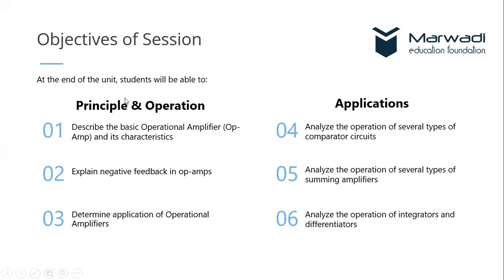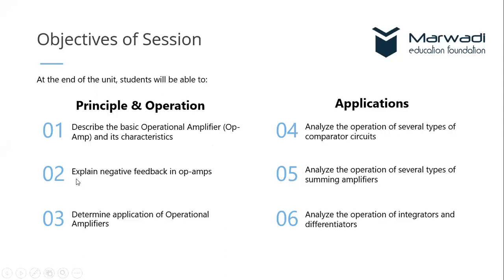The objectives are divided into two. One is the principle and operation, and the other is the application of the operational amplifier. First we will understand the basics of operational amplifier, and then we will understand the application. In the basics, the very first objective is that the student should be able to describe the basic operational amplifier and its characteristics.